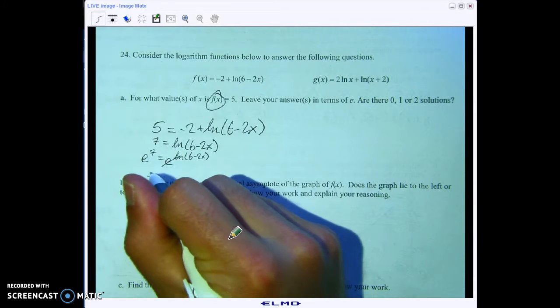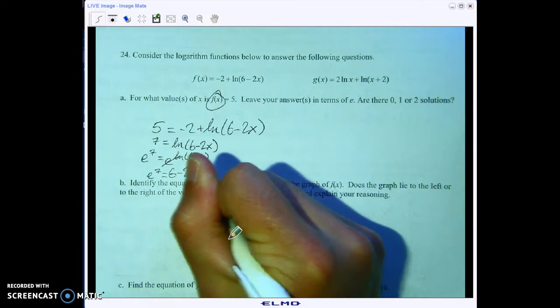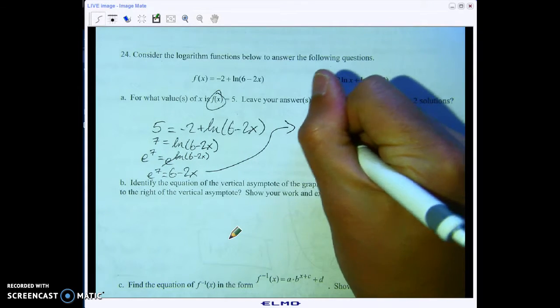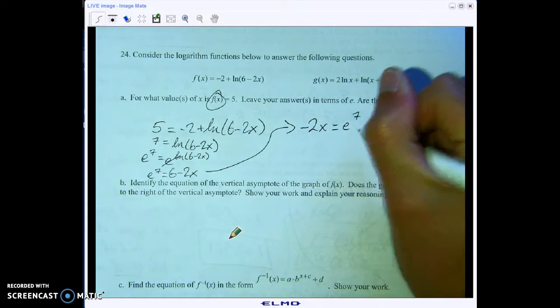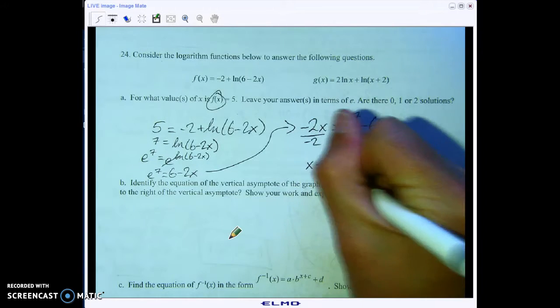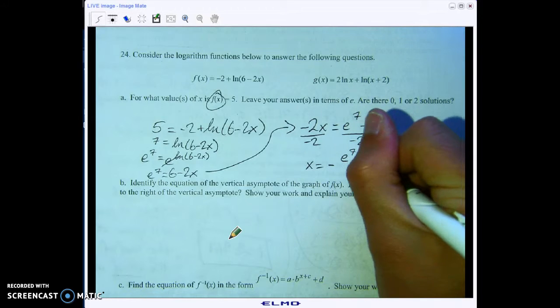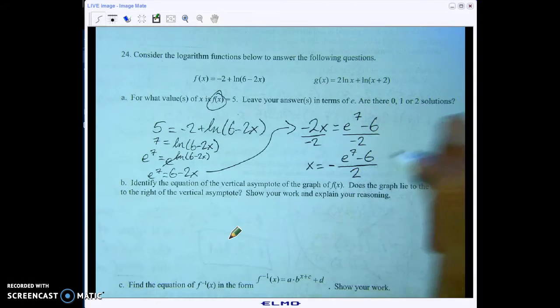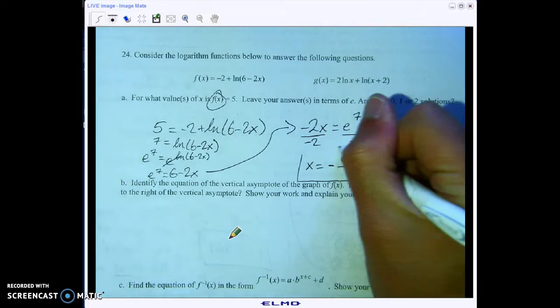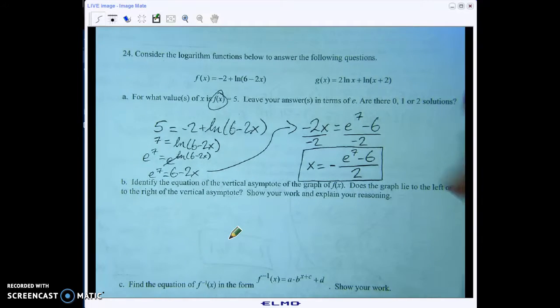That goes away, and we're left with e to the 7th equals 6 minus 2x. So, if I subtract 6 from both sides, I'll get negative 2x is equal to e to the 7th minus 6, and then if I divide both sides by negative 2, I get that x is equal to negative (e to the 7th minus 6) all over 2. All right, that's my answer there. And that is how many solutions? It should be just one. All right, one solution.